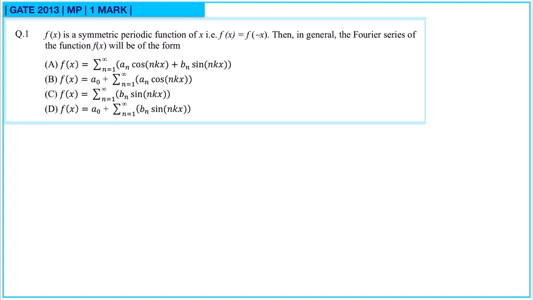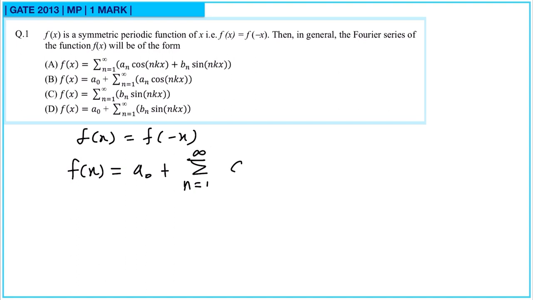Question number 1. f(x) is a symmetric function of x, that is f(x) = f(-x). Then in general the Fourier series of the function f(x) will be of the form. Now function f(x) in Fourier series form is written like this: a naught plus summation over n running from 1 to infinity, a_n cos(n pi x by L) plus b_n into sin(n pi x by L).